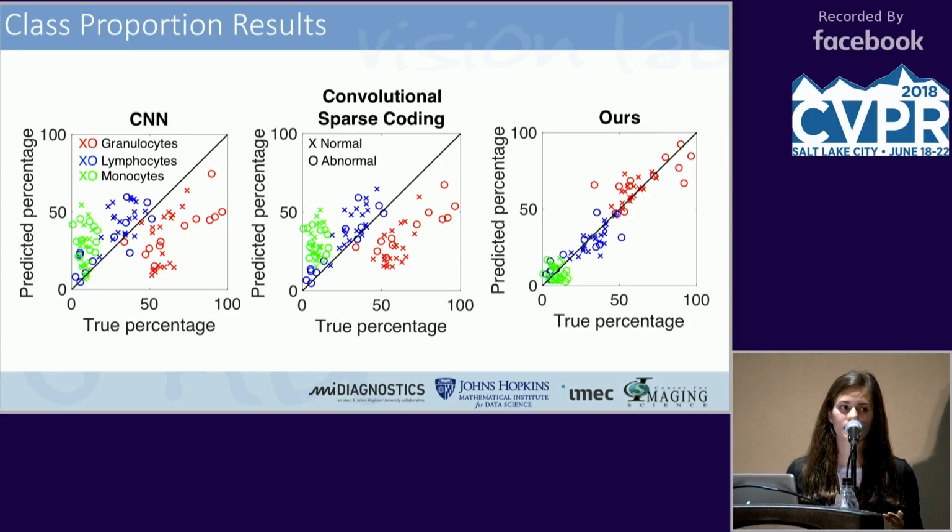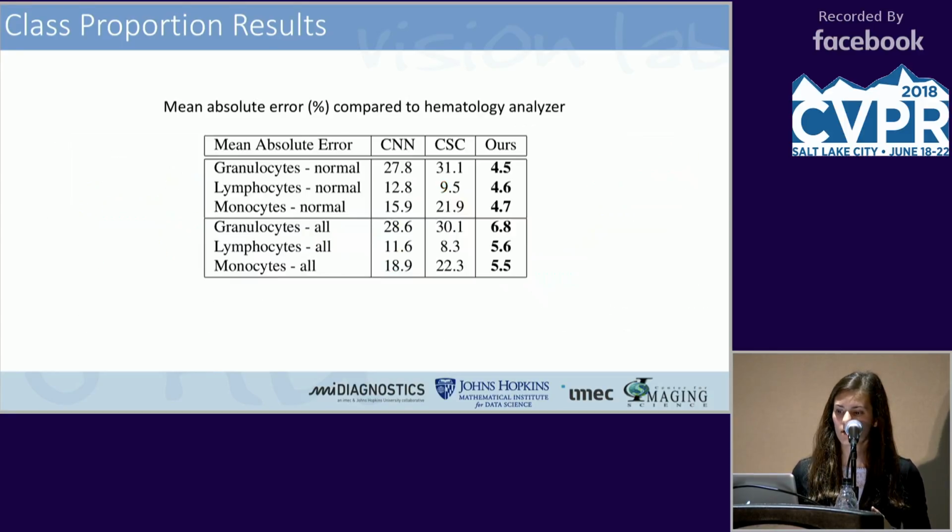Now I'm showing on the x-axis the ground truth percentage, and on the y-axis the predicted percentage of granulocytes, lymphocytes, and monocytes. So perfect prediction would mean that all of the points lie exactly on the black diagonal. It's clear that our method outperforms the CNN and convolutional sparse coding, and this is true for both the normal donors shown in X's and the abnormal donors that are shown in O's. We can quantify this by looking at the mean absolute error compared to the Hematology Analyzer. And in all cases, our method outperforms the CNN and convolutional sparse coding. For example, if you look at the results for just normal donors, the mean absolute error for our method is less than half that from the CNN or CSC.